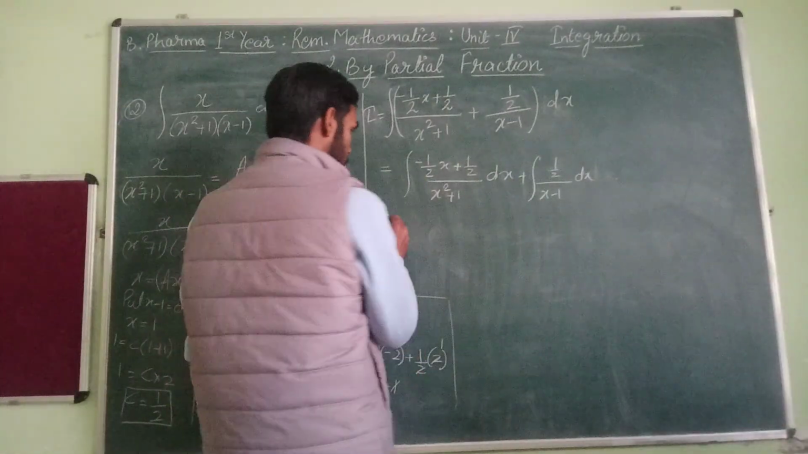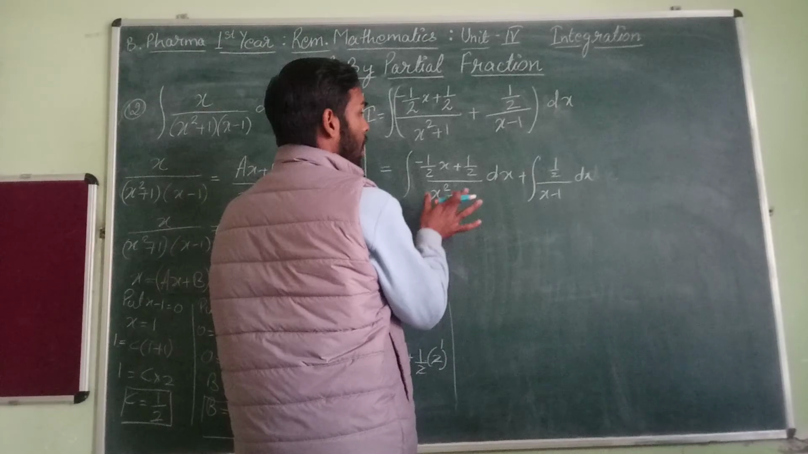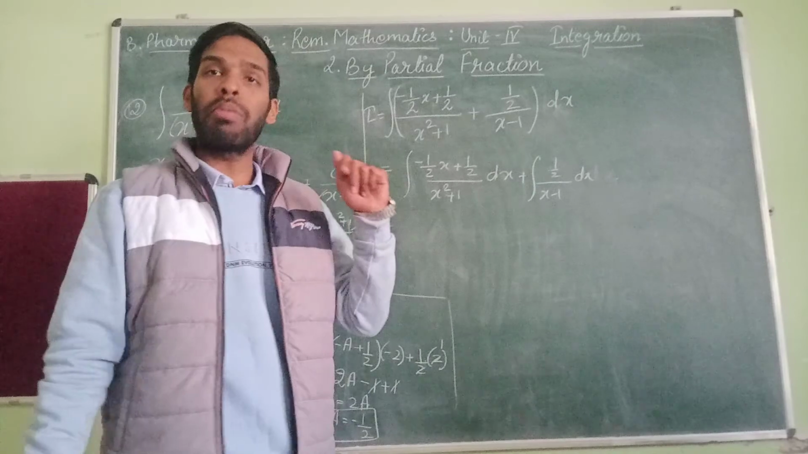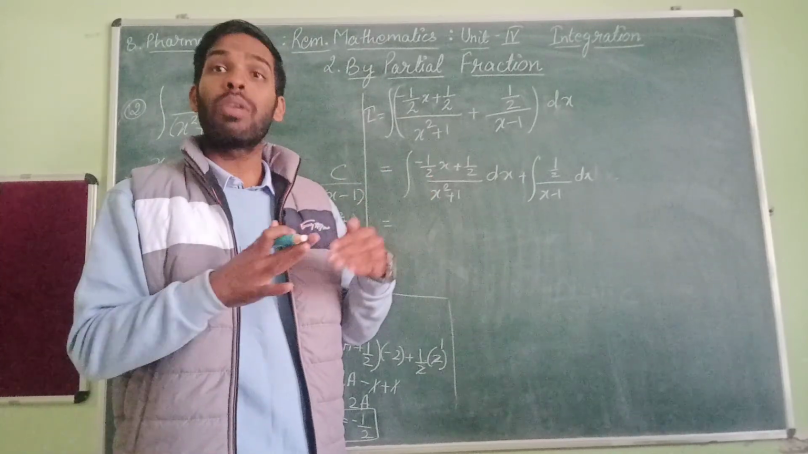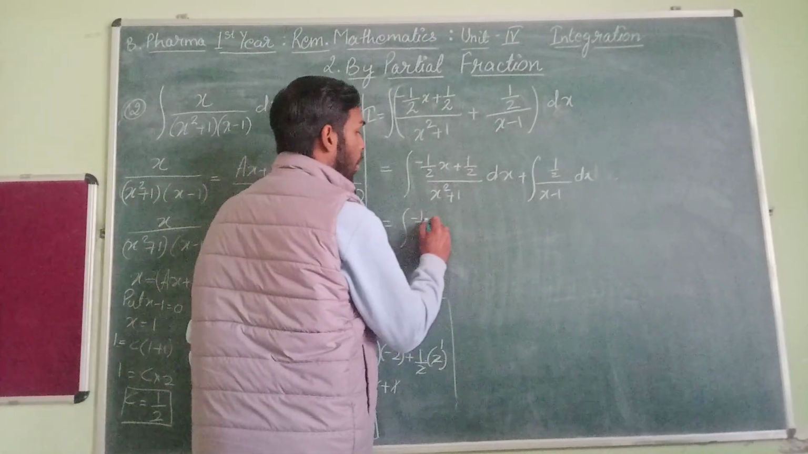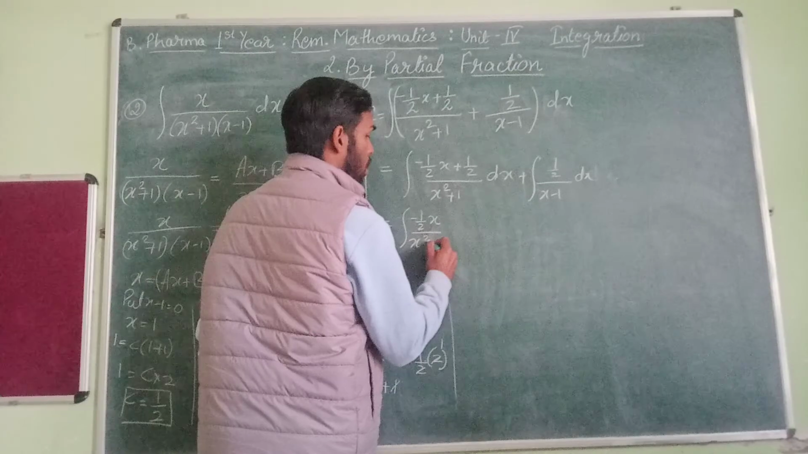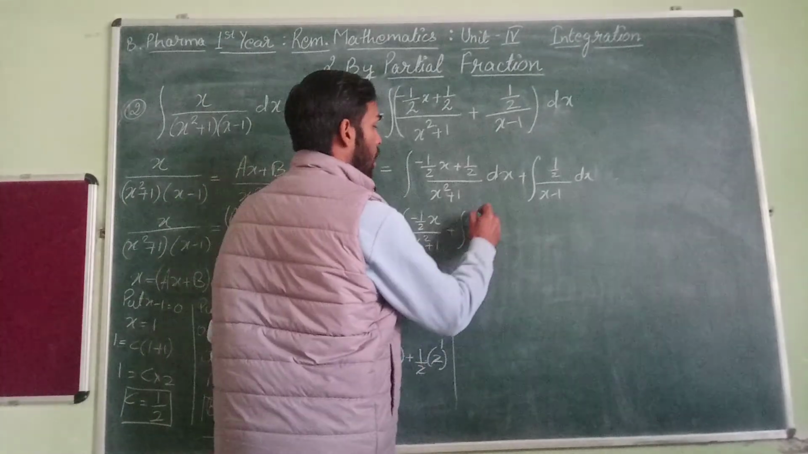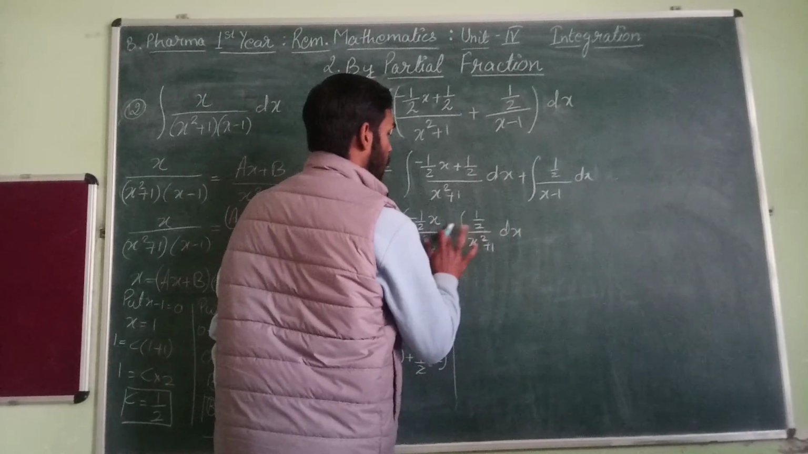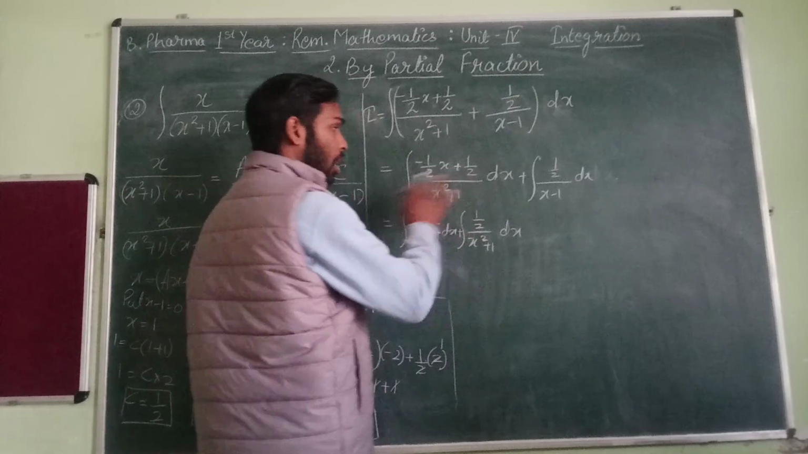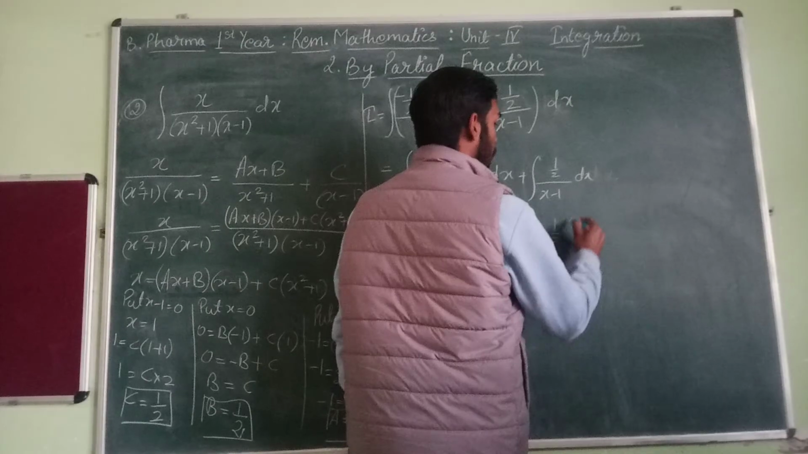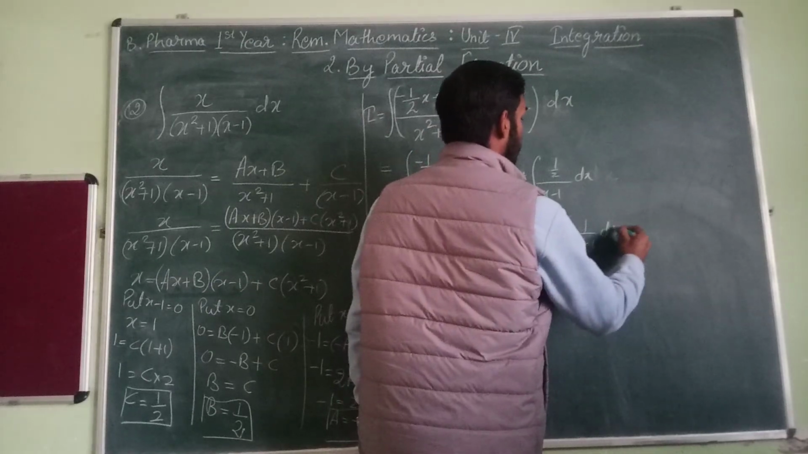Okay, next step. See students, now in the numerator there are terms in the form of plus and minus. If the numerator has plus and minus terms, what do you do? Separate the denominators. So separate the denominators, like minus half x upon x square plus 1, plus integral half upon x square plus 1, dx also separate. What did we do? We separated the denominator. Plus half you can take outside, that is half integral 1 upon x minus 1 dx.